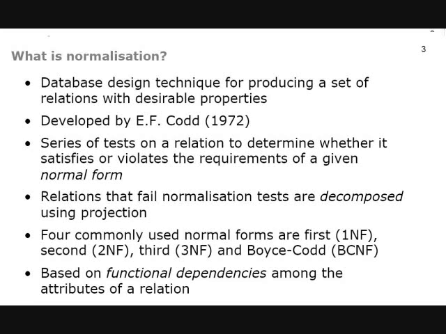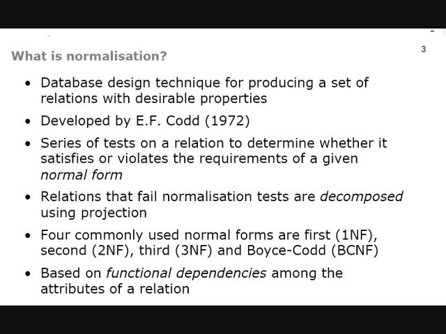So what we're looking at is a series of tests that we do for a particular normal form to ensure that, for example, it is in first normal form, or second normal form, or third normal form, or Boyce-Codd normal form. So each normal form has a set of tests that we have to carry out to ensure that the relations that we're dealing with are in that particular normal form. If the relations fail the test of normalization, then we decompose them. We break them down into smaller relations.